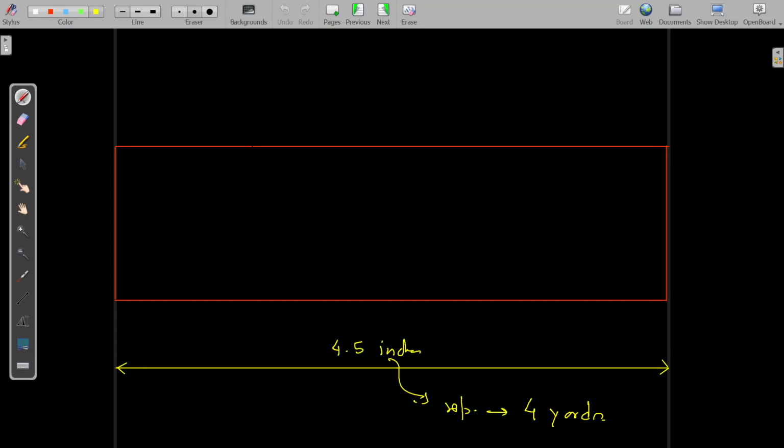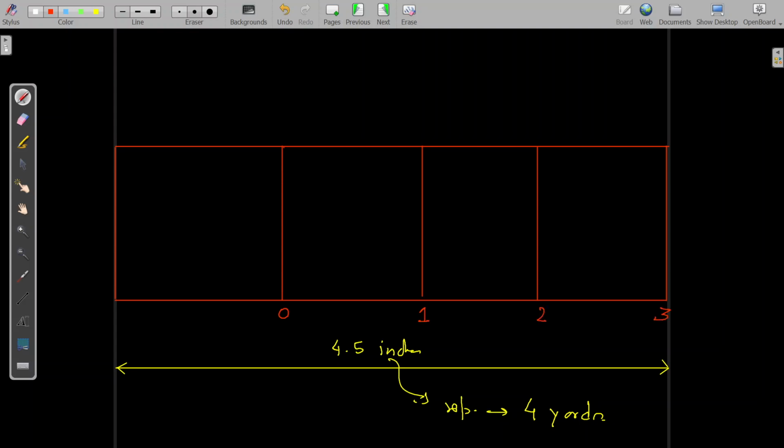To read a single yard, we have to divide it into 4 parts. Okay, so let me divide it into 4 parts. Now this will be your 0. This is 1 yard, 2 yard, 3 yard.